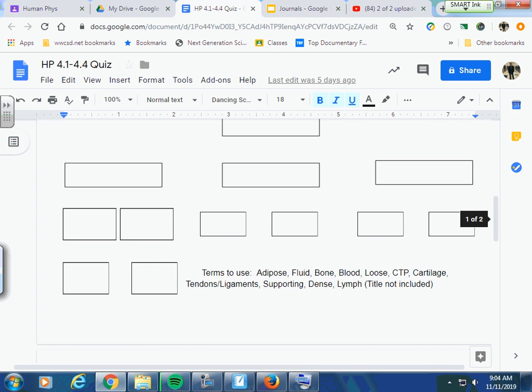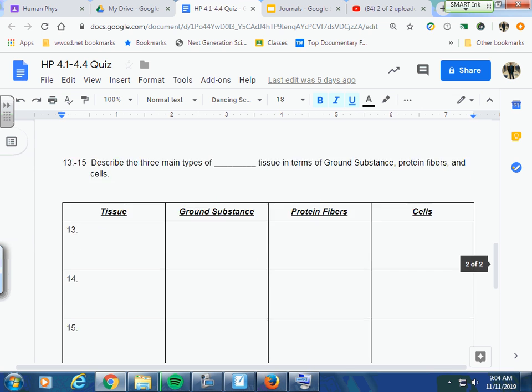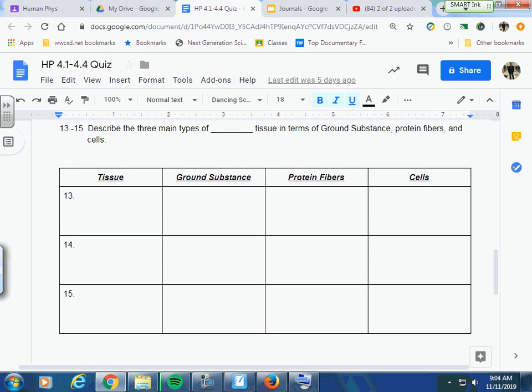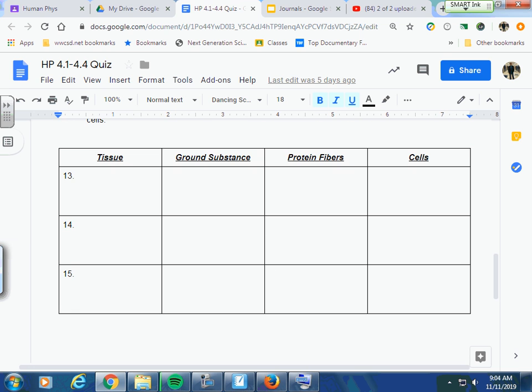And so still with 4.4 on the backside, describe the three main types of connective tissue in terms of ground substance, protein fibers, and cells. So I'm going to list them in the same order that we had on the other side. So CTP, fluid, and supporting.